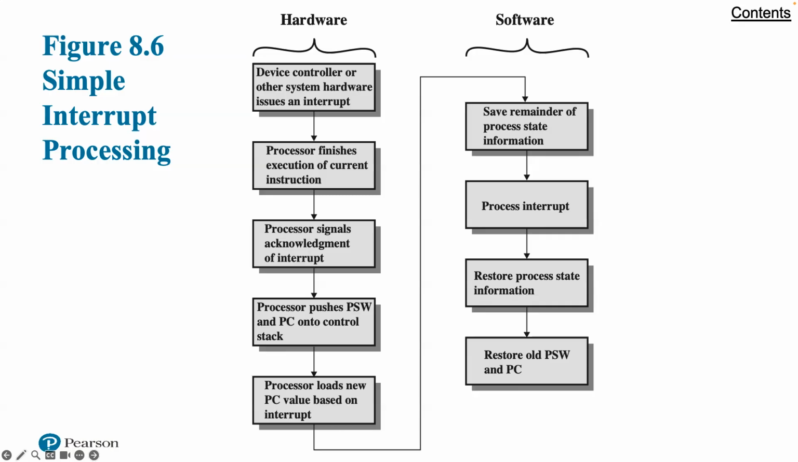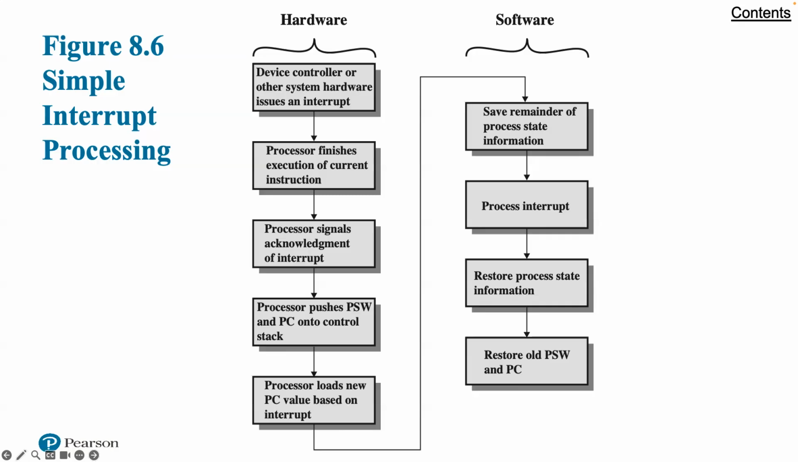4, the processor now needs to prepare to transfer control to the interrupt routine. To begin, it needs to save information needed to resume the current program at the point of interruption. The minimum information required are A, the status of the processor, which is contained in the register called the program status word, PSW, and B, the location of the next instruction to be executed, which is contained in the program counter. These can be pushed onto the system control stack.